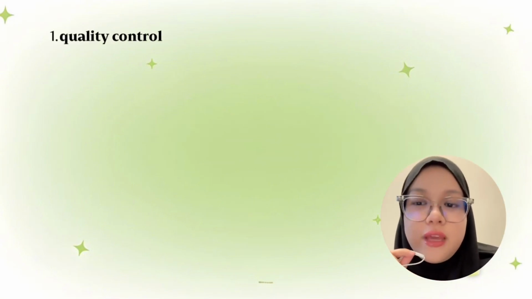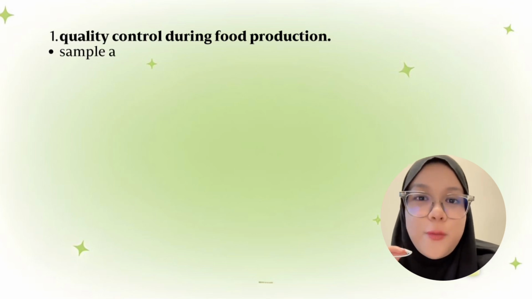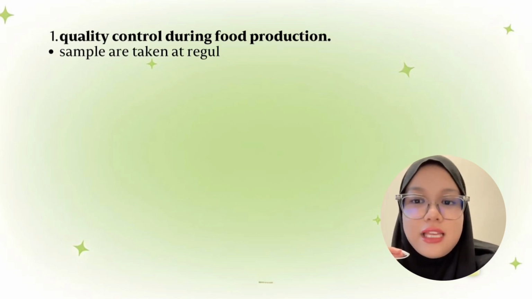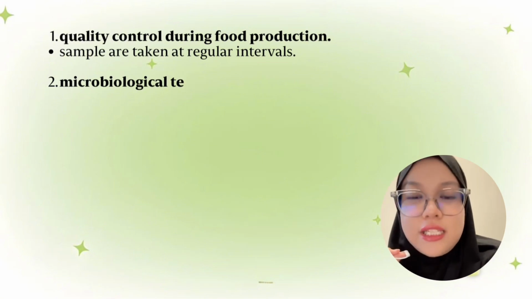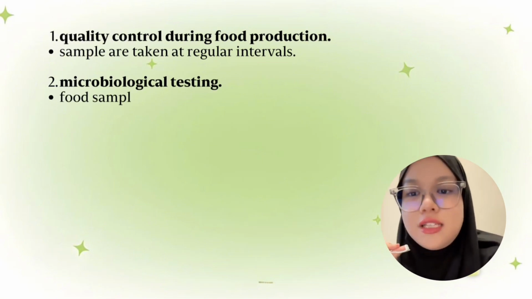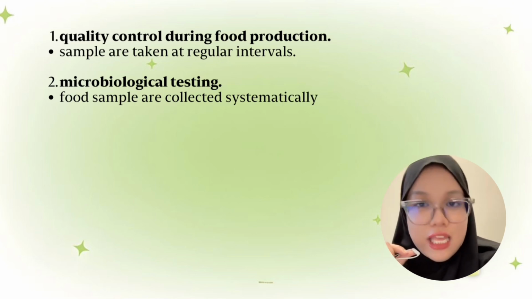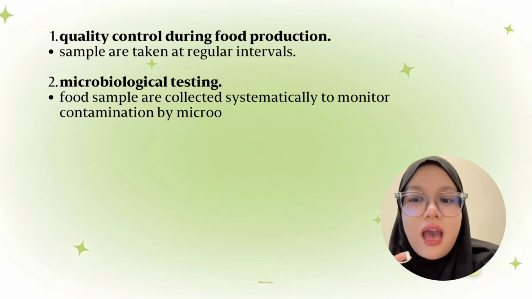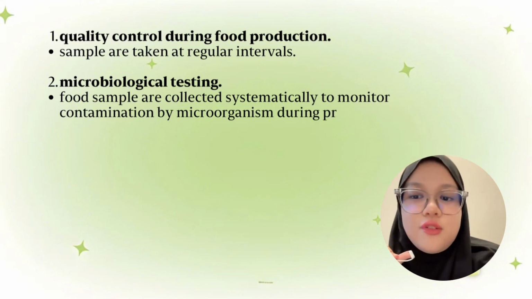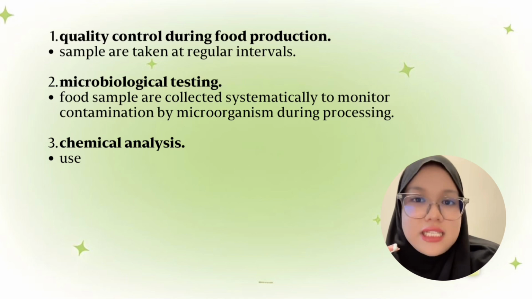Now I will explain about applications. First is quality control during food production. Samples are taken at regular intervals, for example, every 30 minutes or every 100 products, to check if the product meets the quality standard. The second one is microbiological testing. Food samples are collected systematically to monitor contamination by microorganisms during processing.